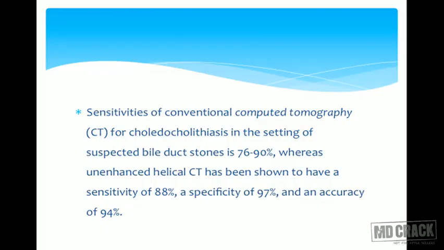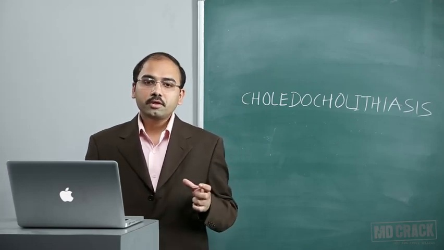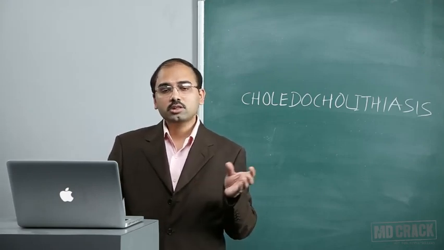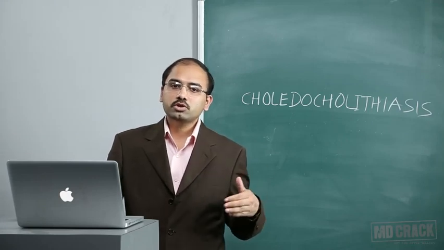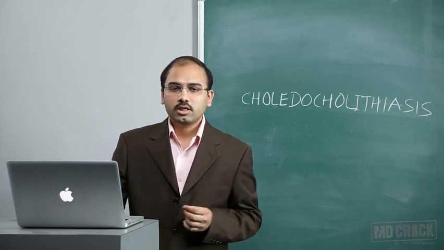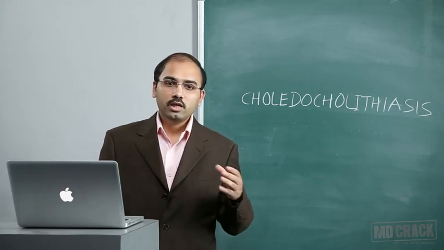The sensitivity of conventional computerized tomography, or CT scan, for choledocholithiasis in the setting of suspected bile duct stones is 70-90%, whereas unenhanced helical CT scan has been shown to have a sensitivity of 88%, specificity of 97% and accuracy of 94%. So which of the following has more sensitivity for stone detection? If you are given the option of unenhanced helical scan, it is a type of CT scan where you have multiple rotations of the tube in the same sitting. So it has more sensitivity as compared to conventional CT scan. Don't confuse between computerized, that is conventional CT scan, and unenhanced helical CT scan.